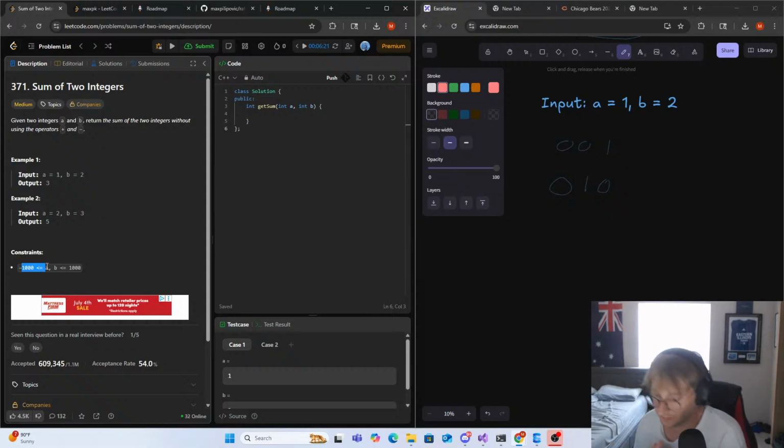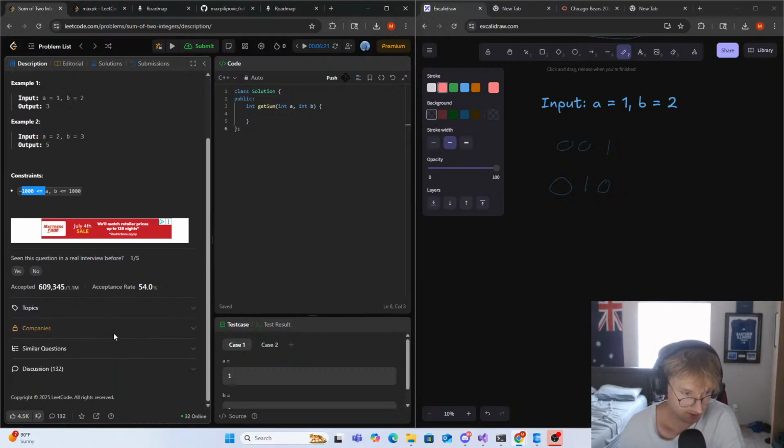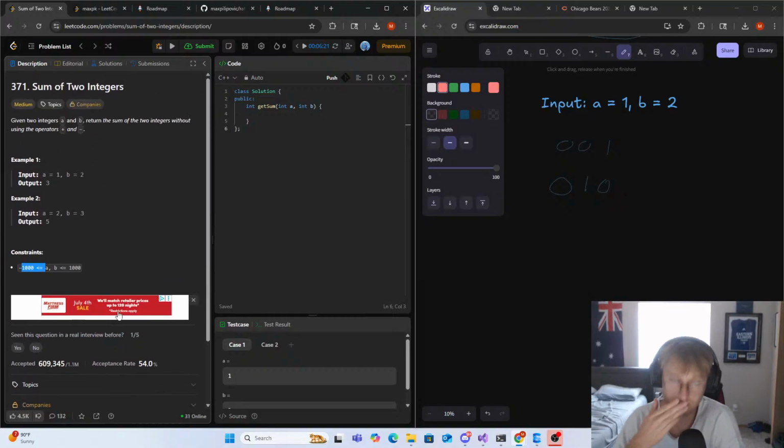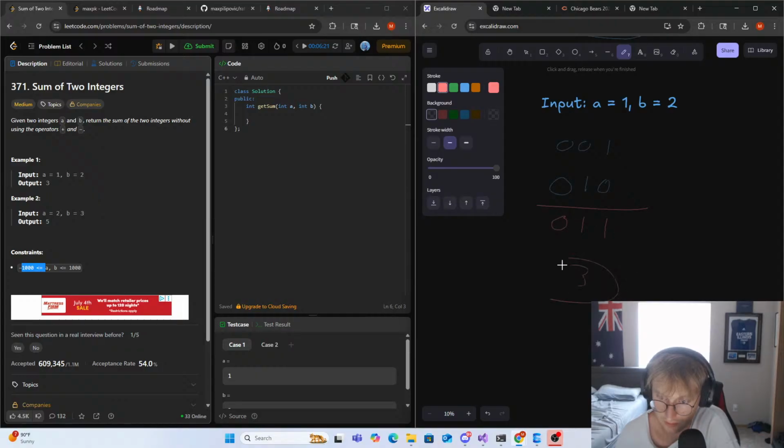I feel like I could solve this using positive integers, but now we're thinking about negative integers, so that is going to be really interesting. Obviously, if we were to think about adding them, 1, 1, 0, then 0, right? I mean, that's 3, right?